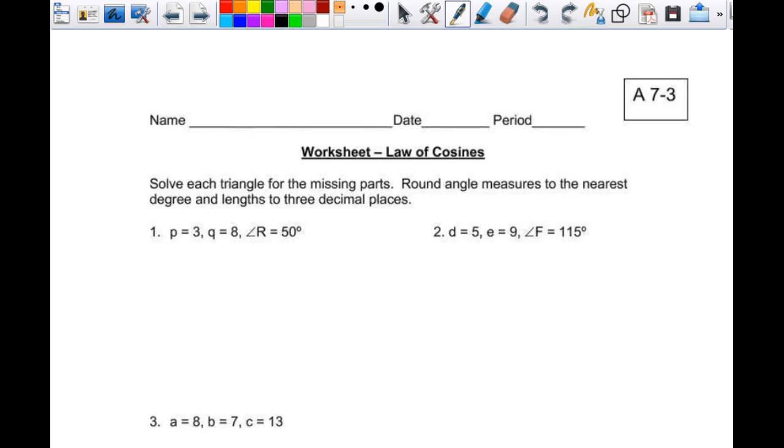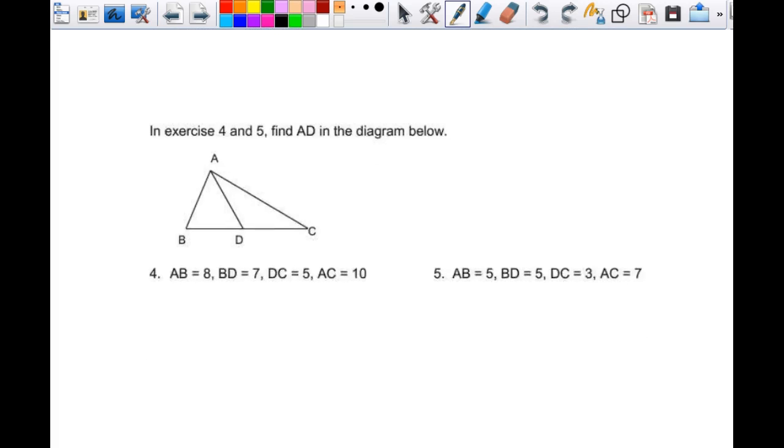You also are going to get to a point where it's not going to tell you. That's what we're going to do tomorrow. They're going to be mixed up, and then you're going to have to decide.